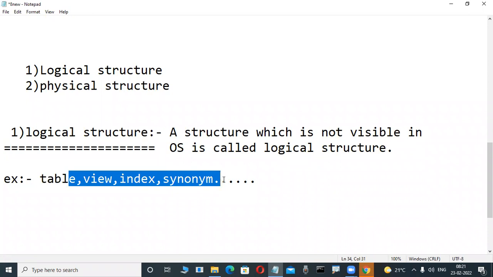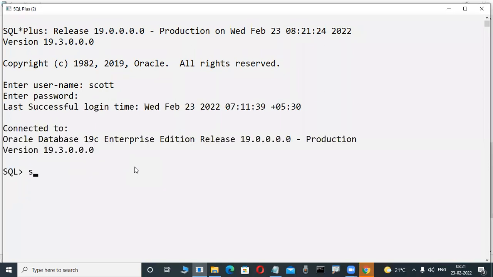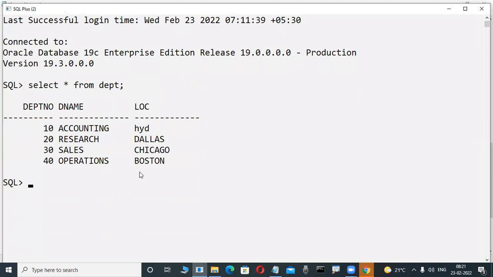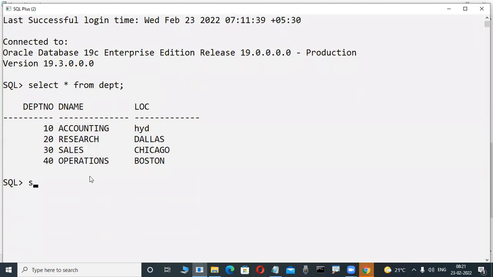But these structures are visible at the database level. In a database level only, these structures are visible. Here, this is a table. Is it visible or not? Yes, at the database level it is visible.